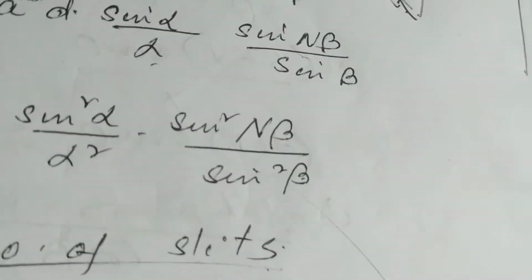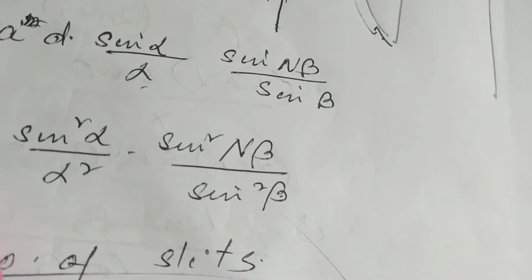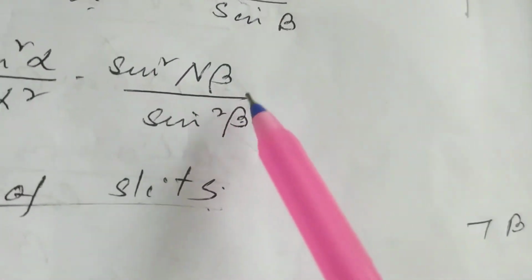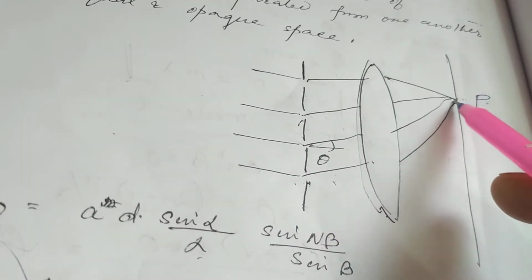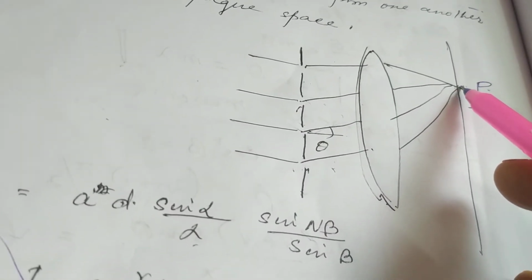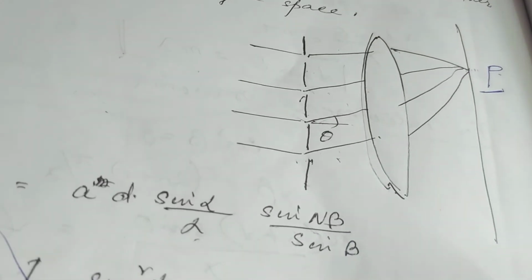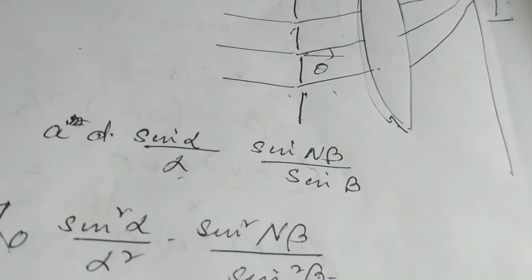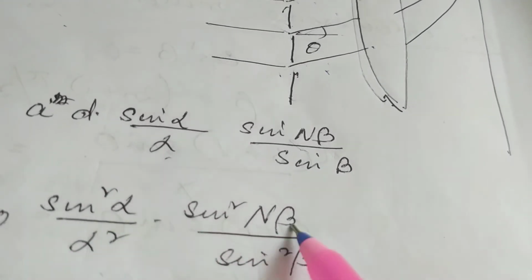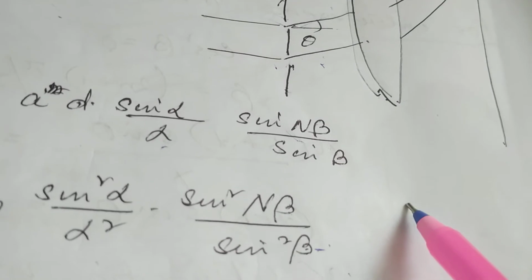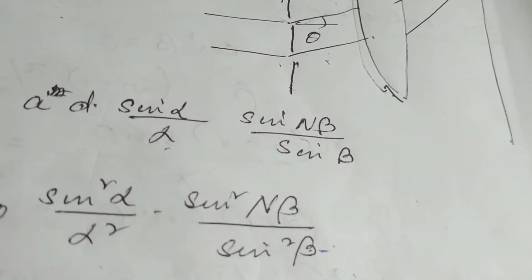So intensity will be the square of the amplitude. So it is I0, meaning A square D square, sin square alpha by alpha square, times sin square N beta by sin square beta. So I, the intensity at the point P for all the parallel rays which are diffracted at an angle theta, when they combine here, will be this. You see that I is a function of alpha and beta, and alpha and beta are functions of theta. So I is a function of theta.